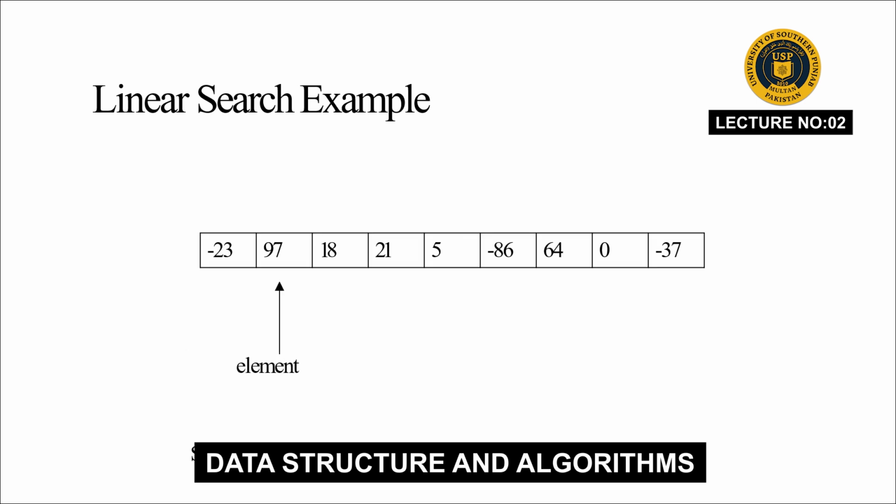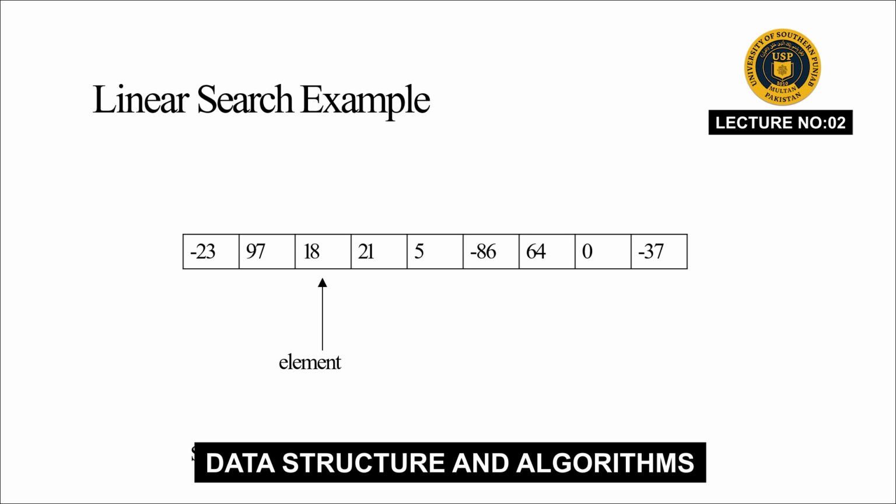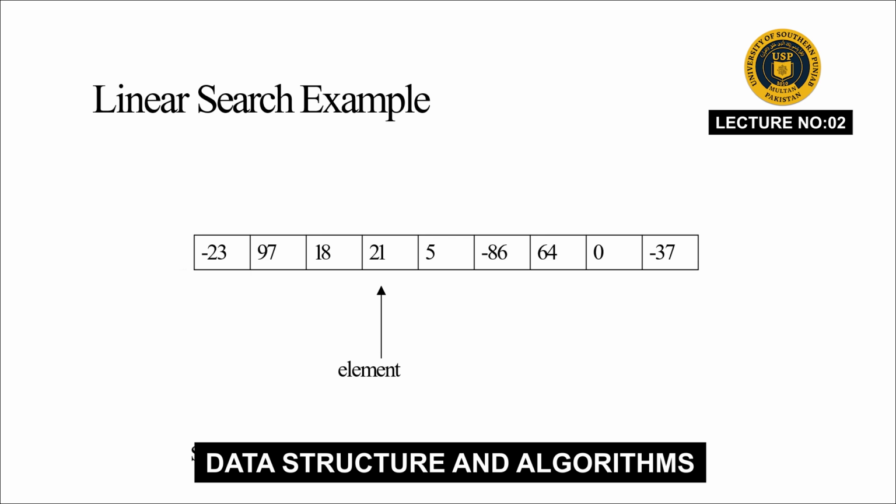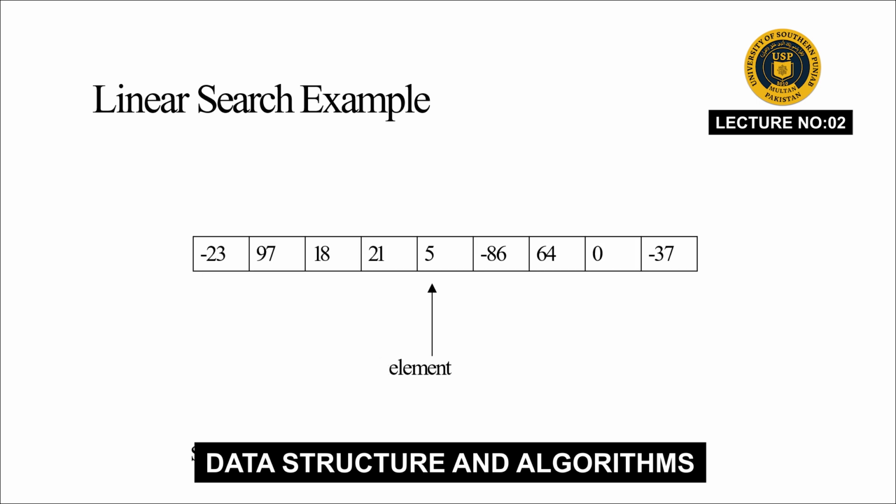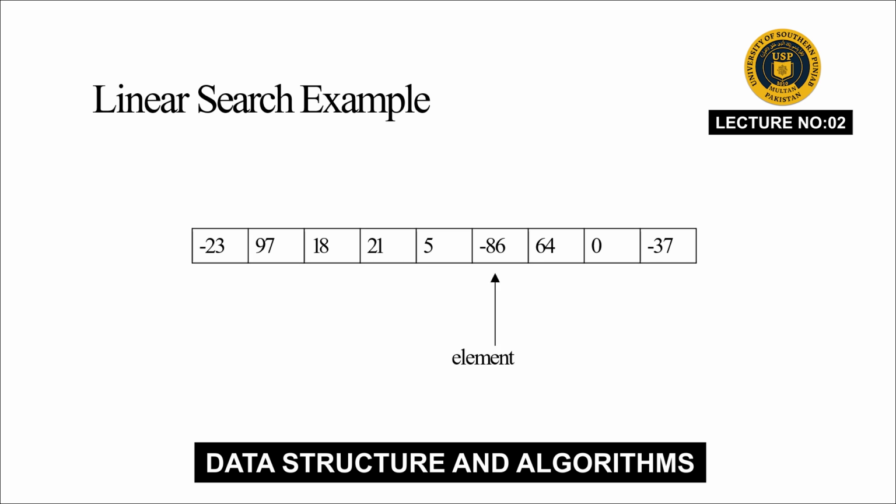The value is 97, still not equal to minus 86, so continue. Look at index 2, value is 18, not a match, keep going. Look at index 3, value is 21, again not equal to our target, move next. Look at index 4, value is 5, still not a match, continue searching. Look at index 5, value is minus 86. This time the value matches our target.